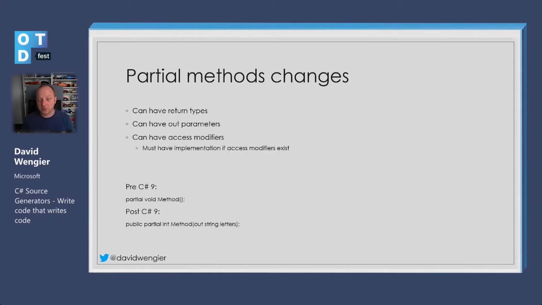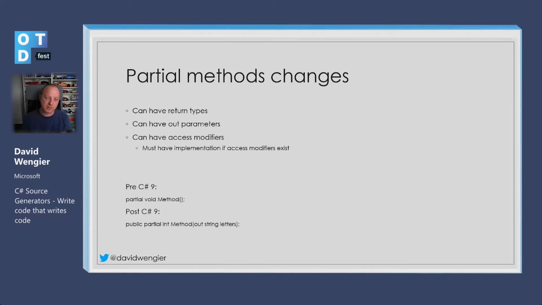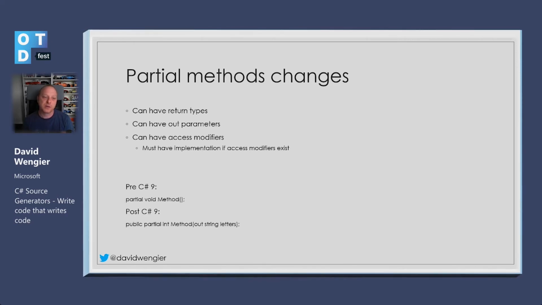So I talked a bit about how there's some ability to change code, and really what it comes down to is allowing you to extend existing code. And the method for doing that is partial methods. Partial methods have been in C# for a while, but there's some changes in C#9. Before C#9, a partial method used to just be, like that example there, partial void method. It couldn't have returns, it couldn't have output parameters, and it couldn't have access modifiers.